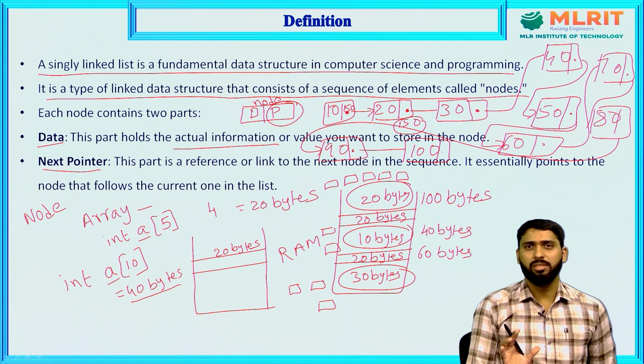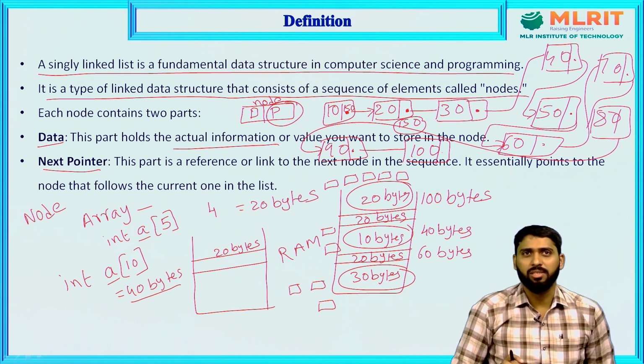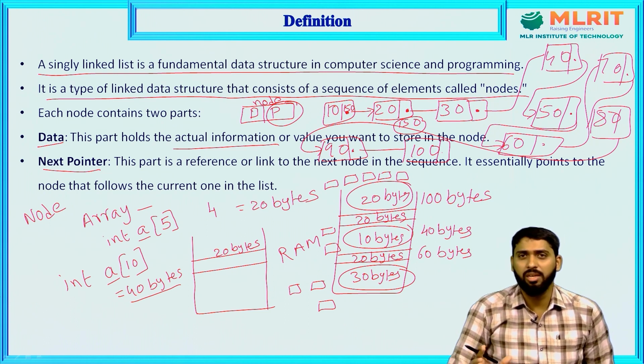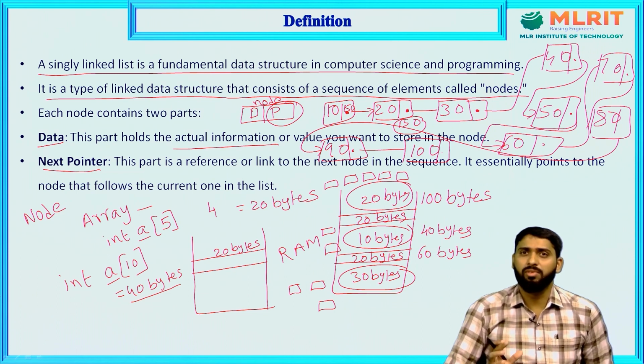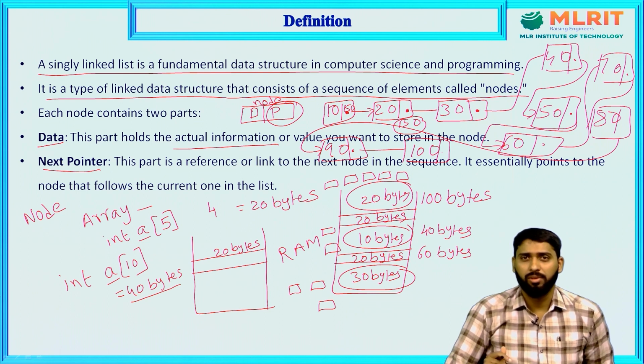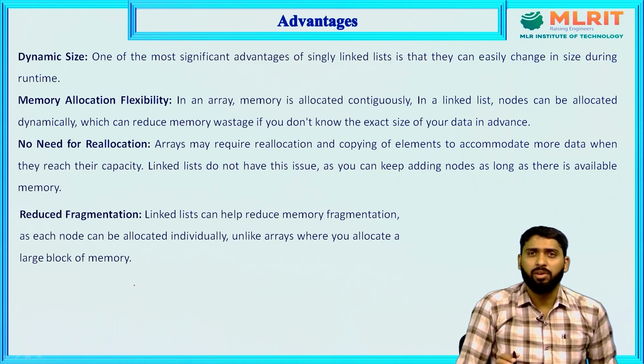Okay. So this is the definition of single linked list. What is a single linked list? A single linked list is a linear data structure. In the single linked list, we organize the data using nodes. That node contains two parts. One is the data part, another one is the address part. Okay. So now we see the advantages of linked list over arrays.